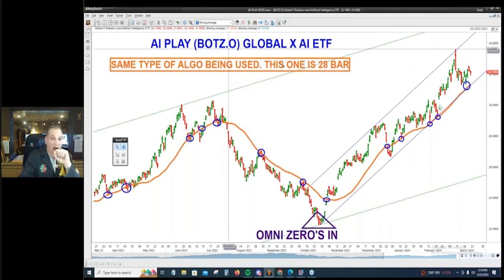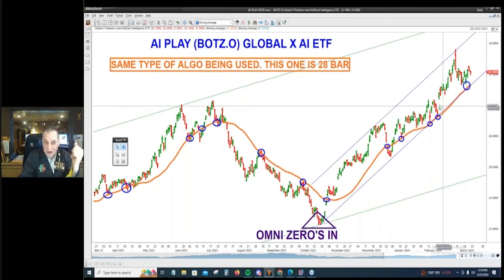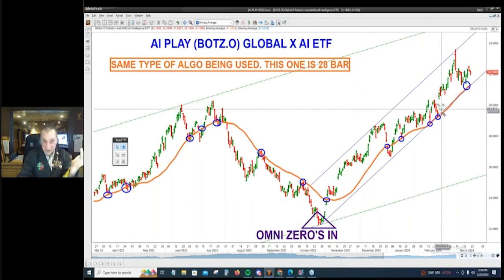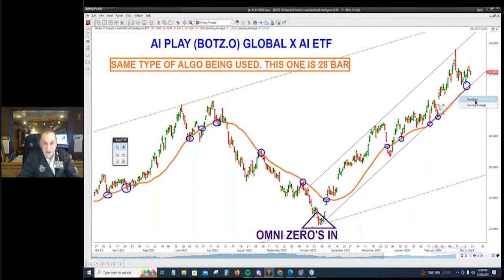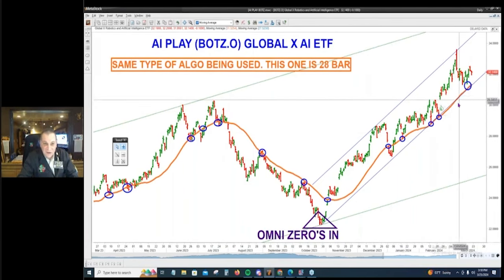So we've got BOTS still looking good. We liked it right here at the green hand. In the last webinar, we were right here at the green hand, and I told you about this, and so far, so good. And look at how it's riding the average. Isn't that wonderful? It just rides that orange average all the way through. So you know you're getting a signal if you get near the average.